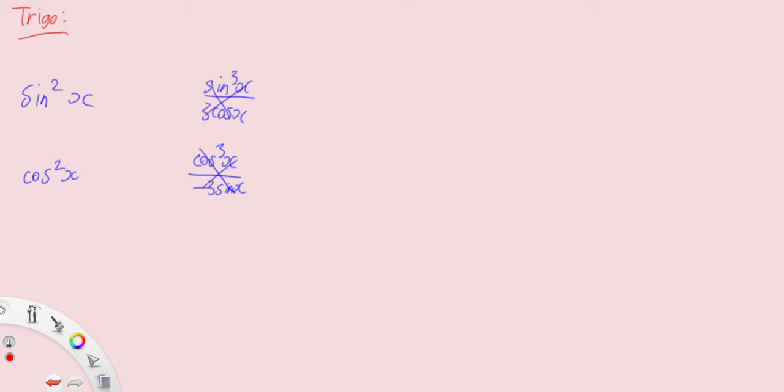So let's take a look at sine square x first. We know that sine square x appears in a few relationships. Sine square x plus cosine square x equals 1, and also cosine 2x equals 1 minus 2 sine square x. Let's take a look at the first one. Sine square x plus cosine square x equals 1. I can express this as sine square x equals 1 minus cosine square x.